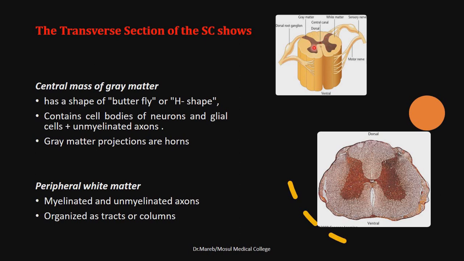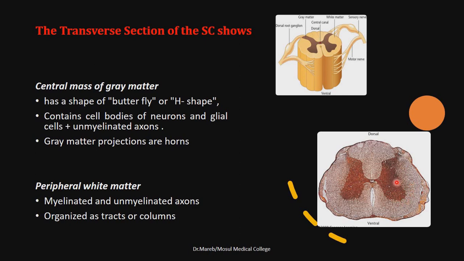If you remember, the gray matter contains cell bodies of neurons and glial cells and some unmyelinated axons. The gray matter projections are horns. Now look here, you can see here, this is one horn, this is another horn, another horn. Now the peripheral white matter, this is the white matter, consists of myelinated and unmyelinated nerve fibers. The nerve fibers here are organized as tracts or columns.